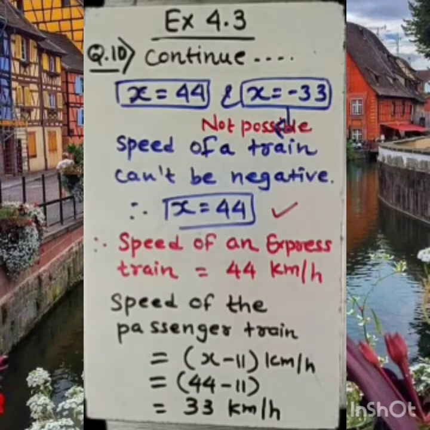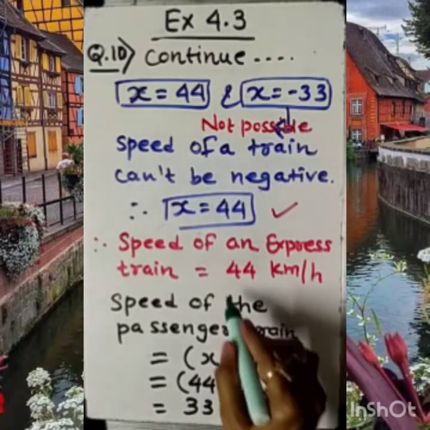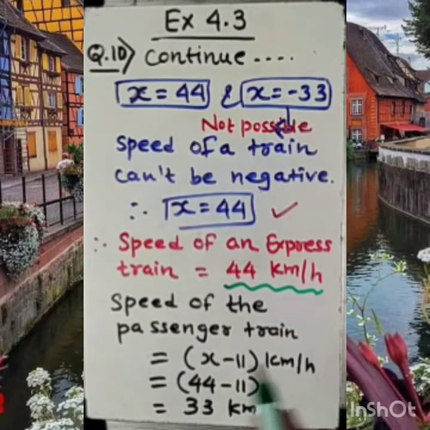So we can say that the speed of the express train will be 44 kilometer per hour. This is the solution. And the speed of the passenger train will be 33 kilometer per hour. This is the complete solution of question number 10.